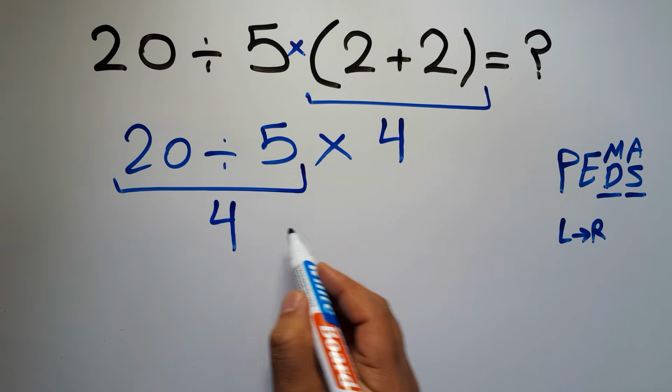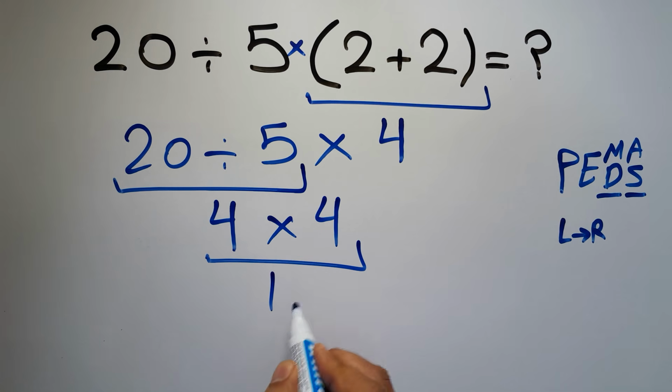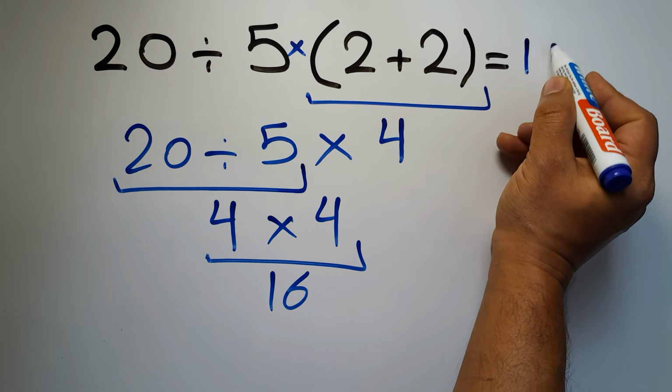So 4 times 4, which gives us 16. And this is our final answer to this problem. The correct answer is 16.